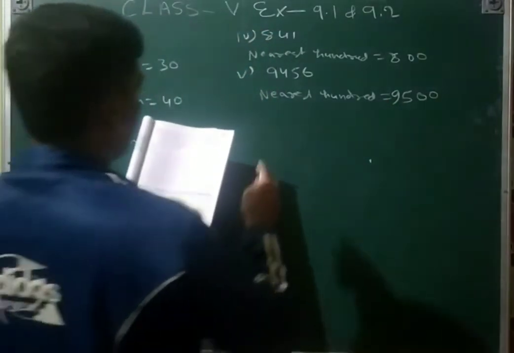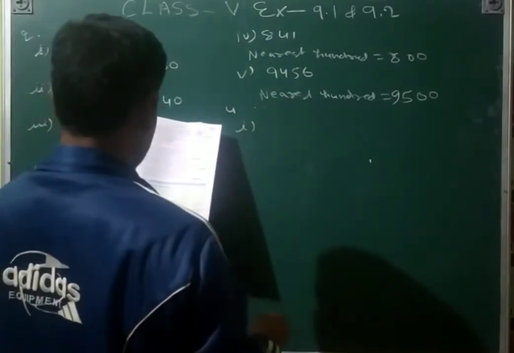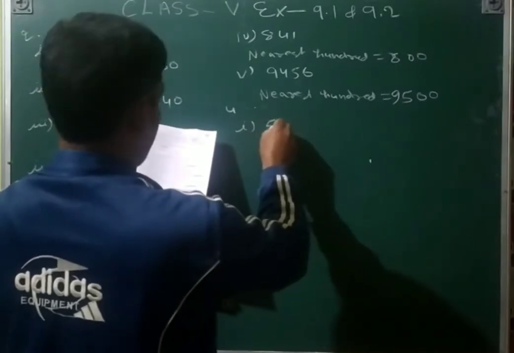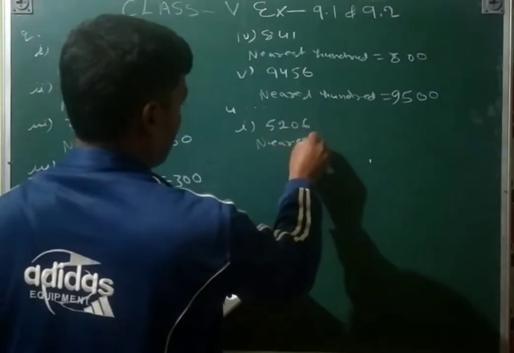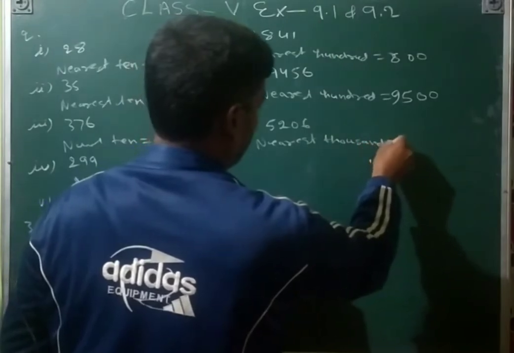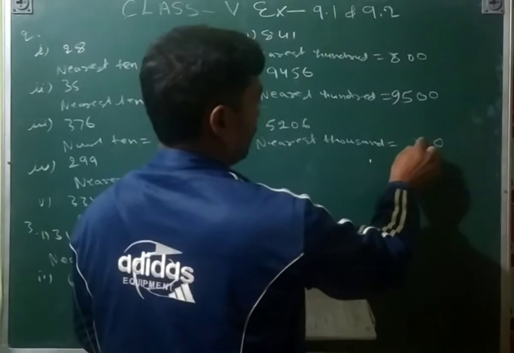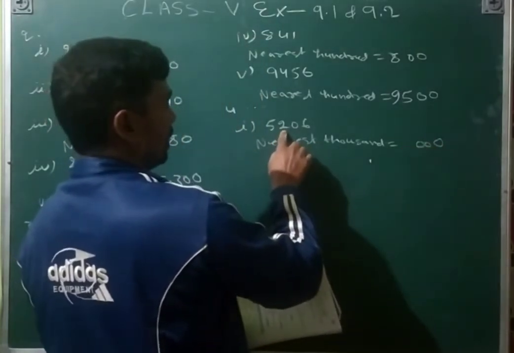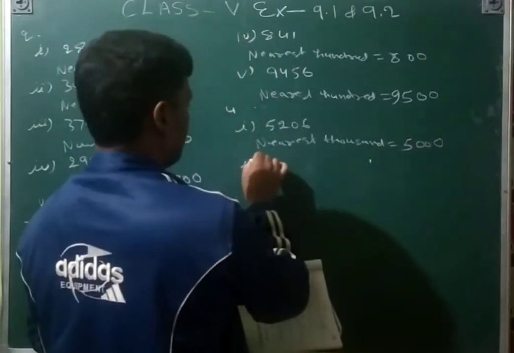Question number 4, nearest 1000. Nearest 1000, so obviously 5206. Nearest 1000, the last three digits will become 000. Now we will see this one digit, if here is 5, 6, 7, 8, 9, then this will be increased, otherwise that will be same.